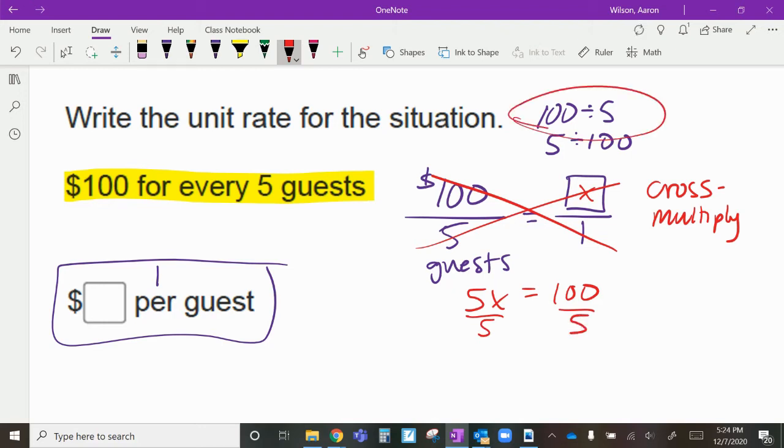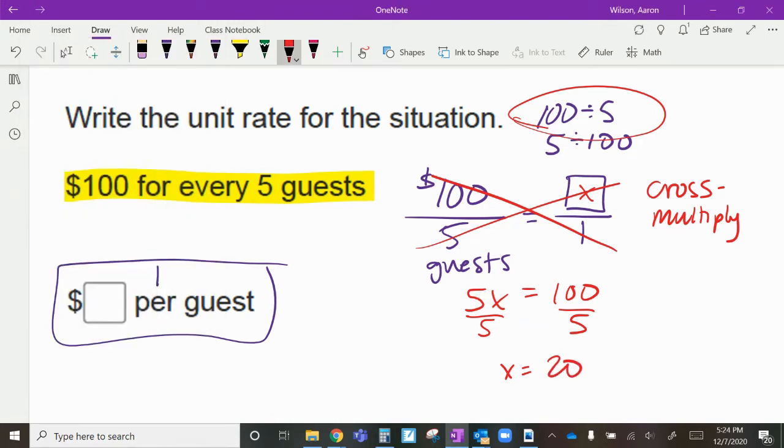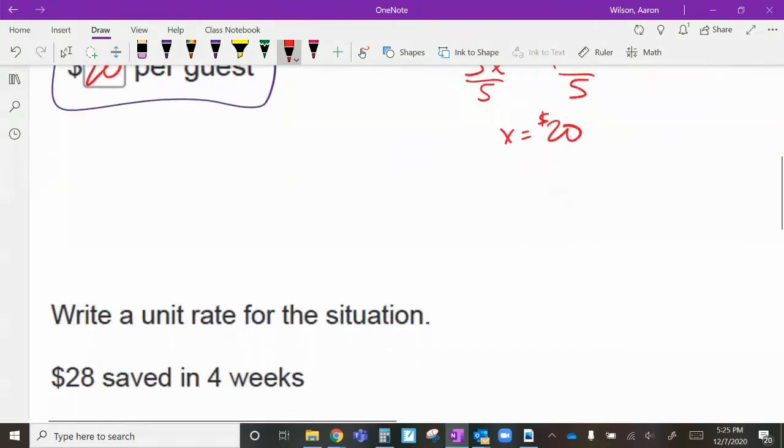So the original problem you should have done was just 100 divided by 5. I'll go ahead and show you on the calculator, 100 divided by 5 is going to be 20. So what this means is it costs $20 for every 1 guest. All right, on into the next one.